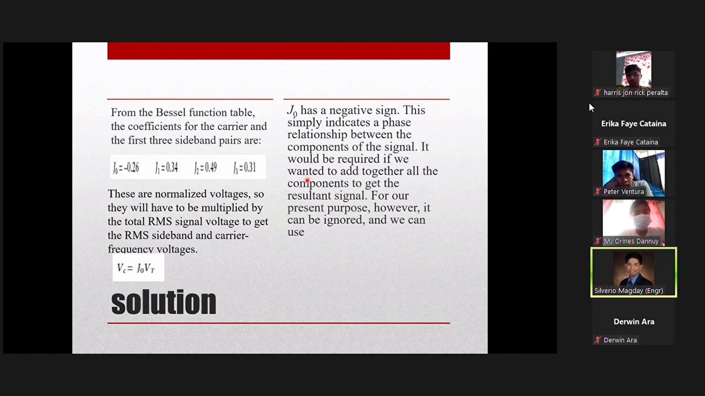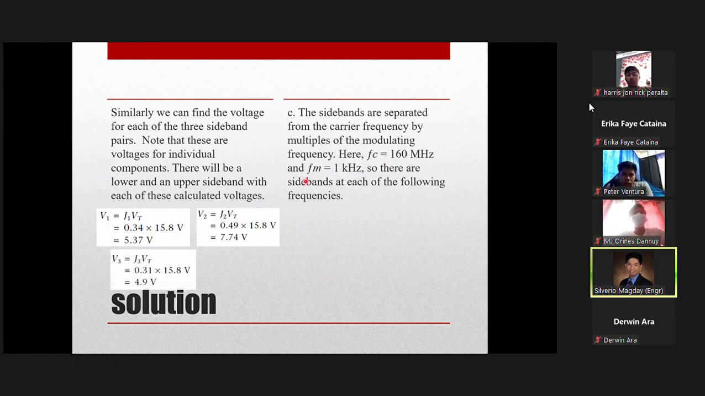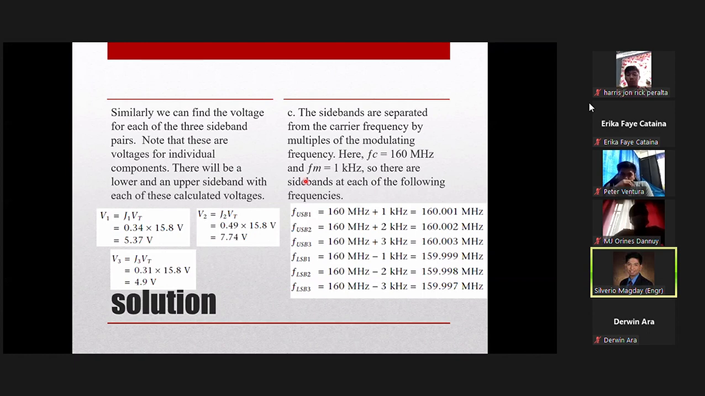So it has a negative sign just to indicate the phase relationship between components of the signal. But in the calculation, we take the non-negative of the values of your J0 just to solve for your BC. Calculation of every voltage, so we need the values of the Js from your Bessel function for the sideband separated.